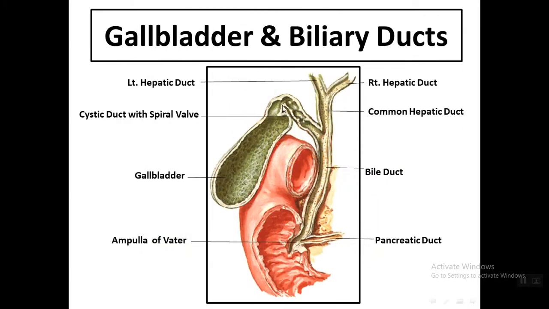This is the gallbladder. This is the fundus, body, and neck. The neck will lead to the cystic duct, and we can see that the cystic duct has this elevation in the mucous membrane called spiral valve, in order to keep the lumen of this duct open. It will unite with the common hepatic duct to form the bile duct, that will open in the second part of the duodenum.